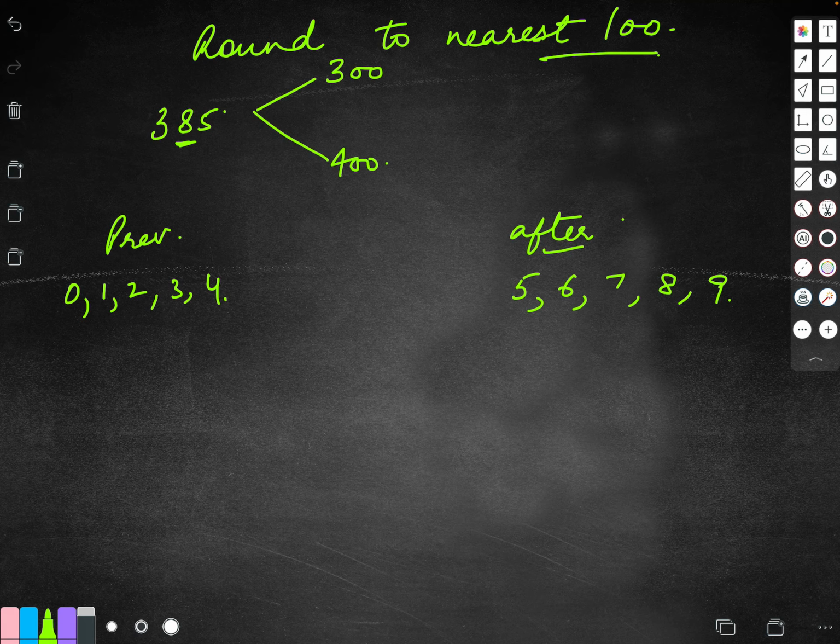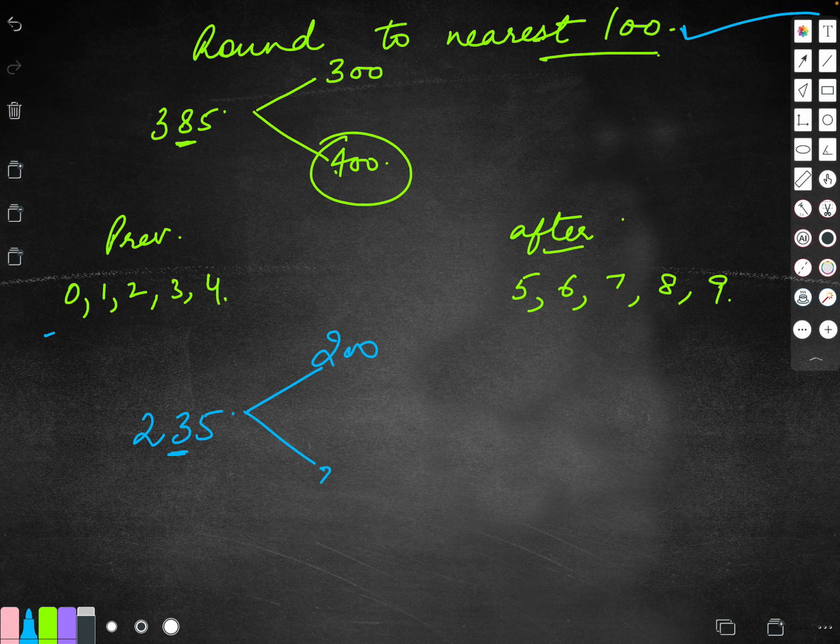This is 8, this is after box, it will be rounded to 400. Take another example. You have to round to the nearest 100. When you have to round to the nearest 100, you look at the tens place, decide which box it comes in. The previous box. Previous means 200, after means 300, it will be rounded to 200.